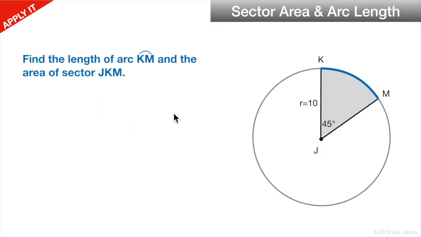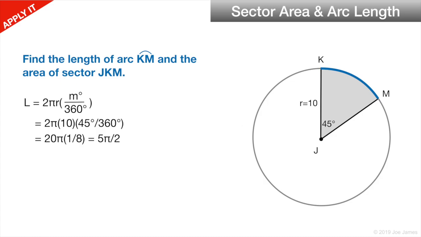So let's do a sample problem here, a practice problem. Find the length of arc KM and the area of sector JKM. So we're looking for the area of this gray sector and the length of this blue arc. We're given the radius, and we're given the measure of this angle, angle J. So let's figure this out.